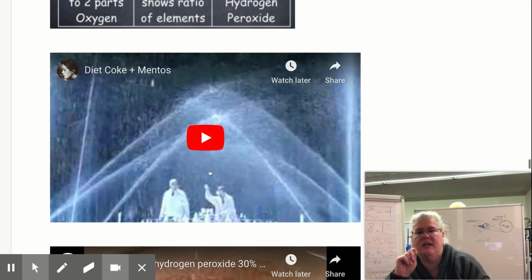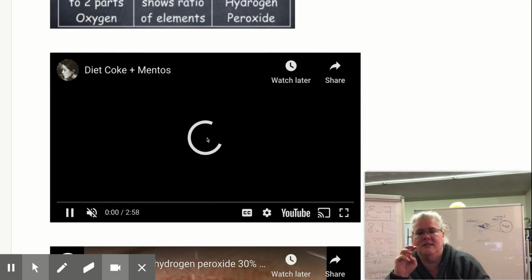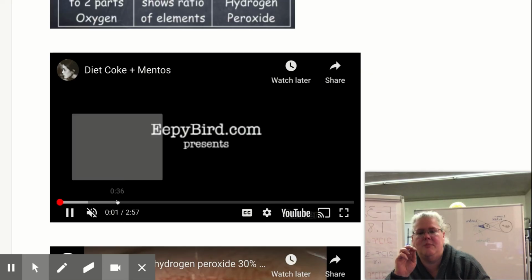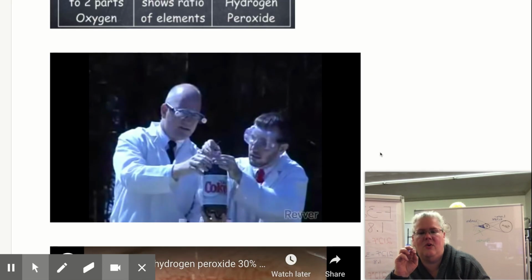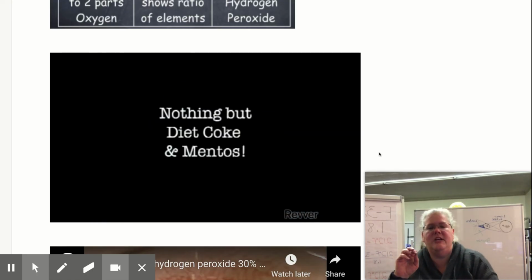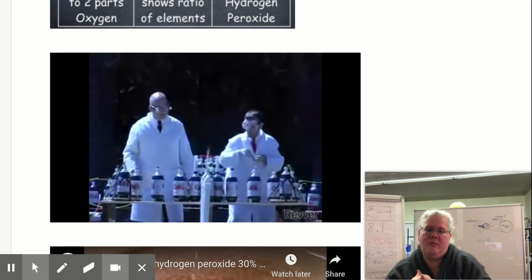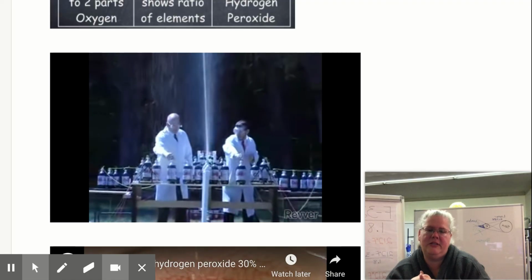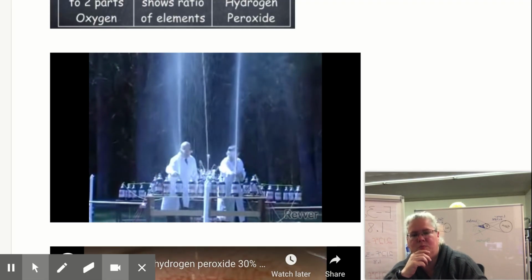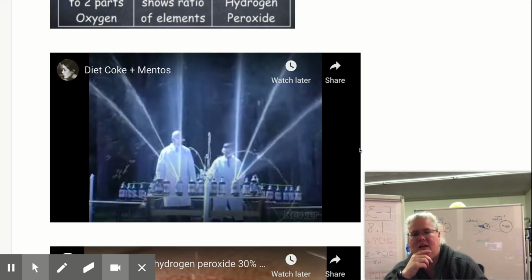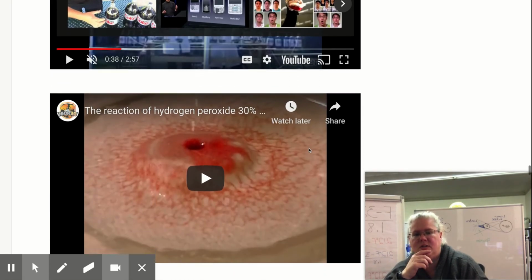If you take a look here and want to go back and look at this, this is a chemical reaction. It's the Epic Birds, and they are actually going through with Diet Coke and Mentos, and we know from the nucleation sites that Diet Coke and Mentos have a chemical reaction releasing all the gas inside, and you can get some pretty cool things happening. If you want to watch it, go ahead and watch it.